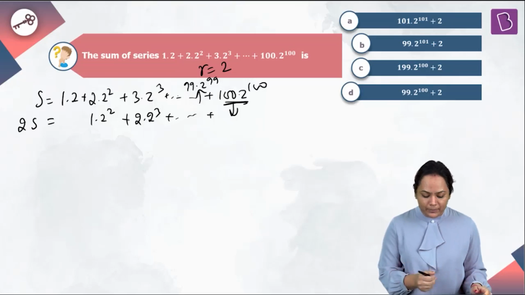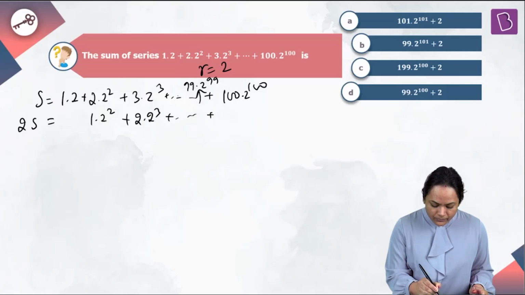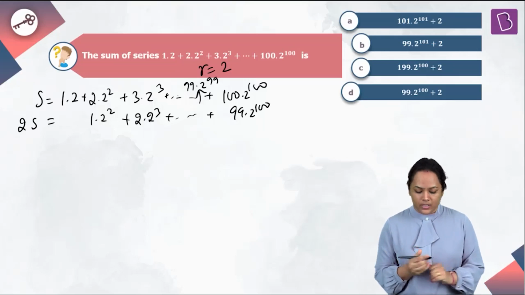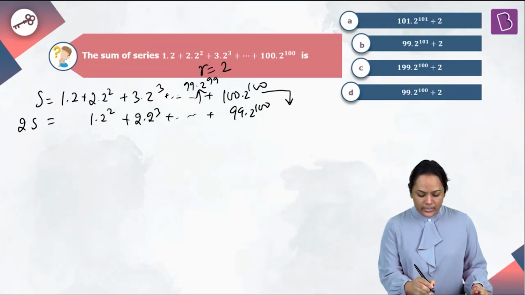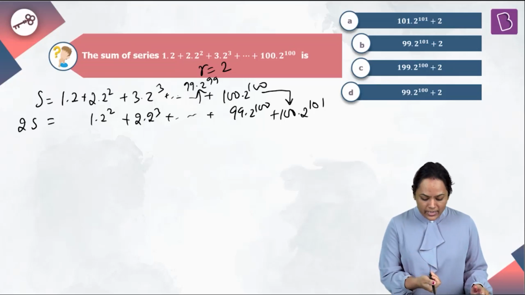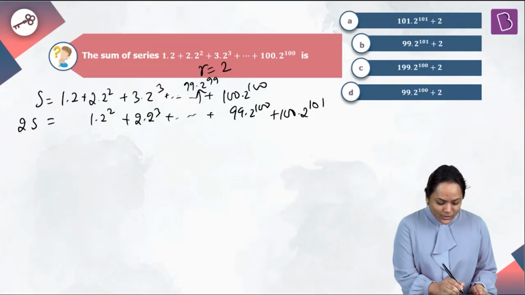When that is multiplied by 2, what will we get here? We'll get 99 into 2 raised to 100. Right? Okay. And what about the last term? Well, when I multiply 100 into 2 raised to 100 by 2, it will become 100 multiplied by 2 raised to 101. Okay, so I have my 2S also with me. Now what? Now subtract. So let's subtract.